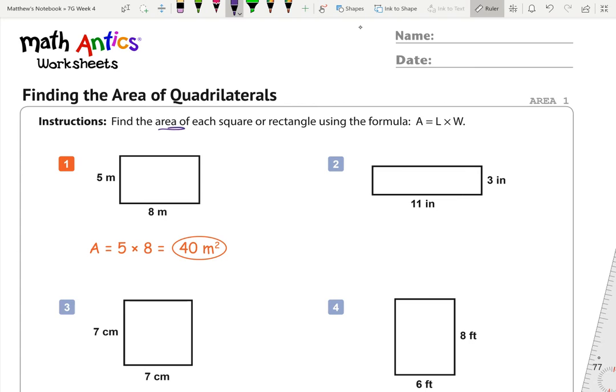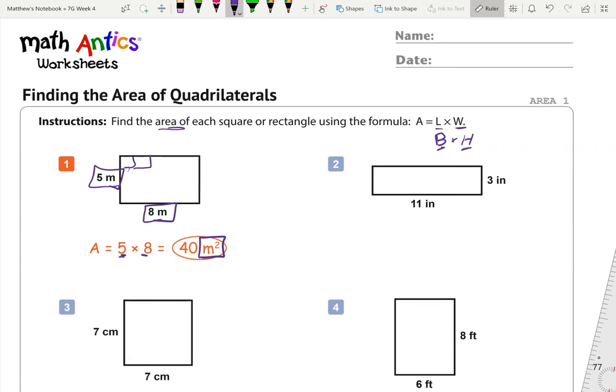This is find the area of each square or rectangle using the formula area equals length times width. Now, I use the language base times height. It doesn't really matter what language you use, okay, as long as you understand that you want to multiply this side length by that side length. All right, and so we have 5 times 8 gives us 40 meters, and notice the label of squared because you could draw little squares in here.